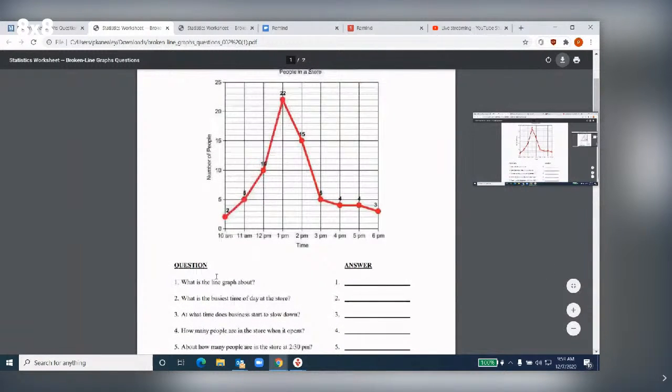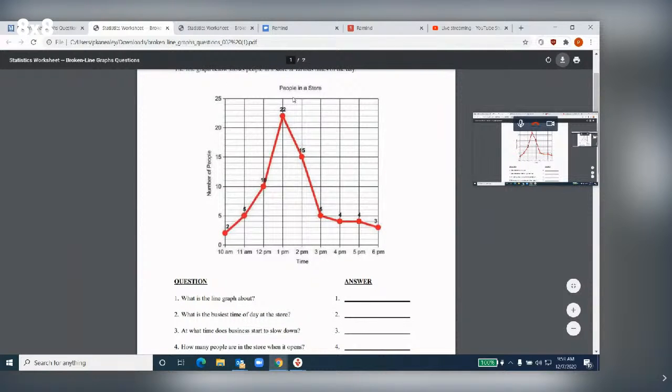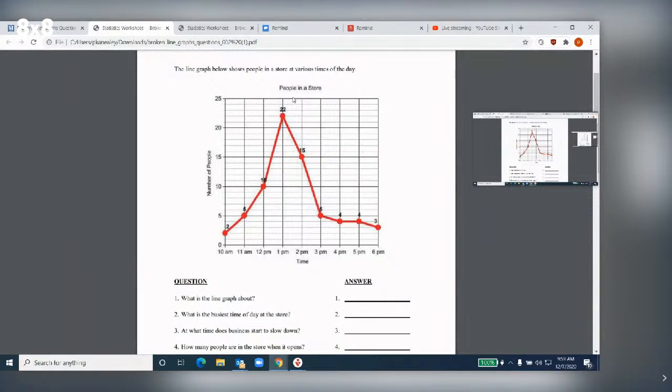So what is a line graph about? The answer would be people in the store at various times of the day. As simple as that. Number 2, what is the busiest time in the store? We're going to look at when the most people are in the store, up here at 22. Then we go down. So at 1 p.m. is the busiest time at the store.